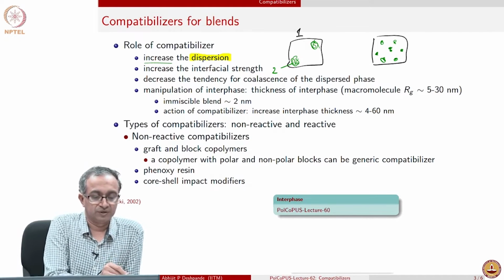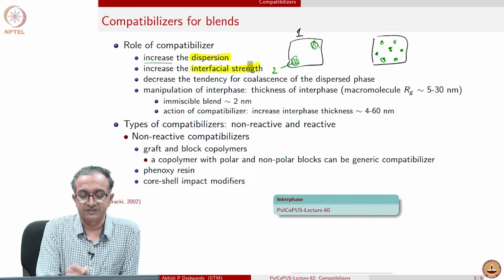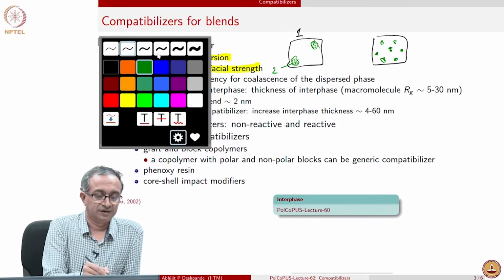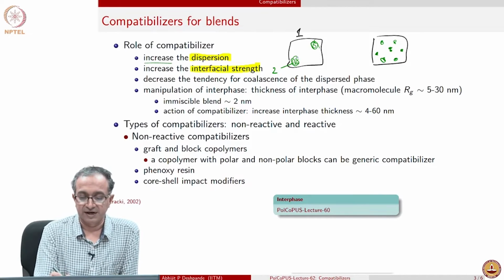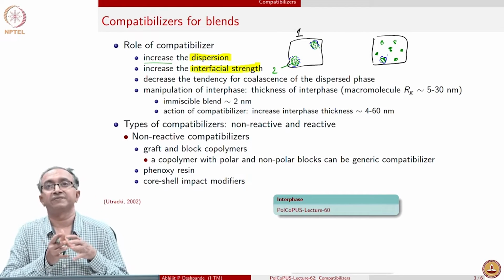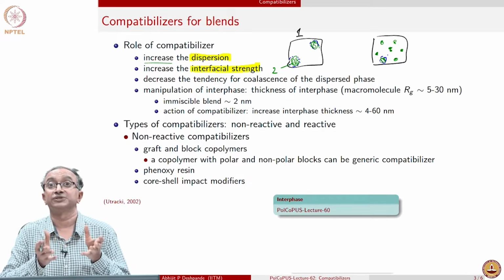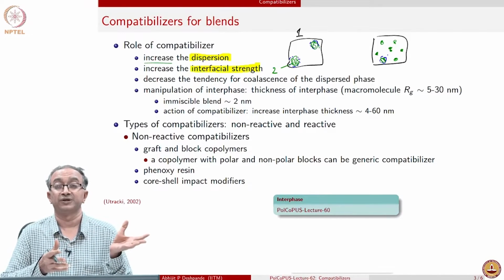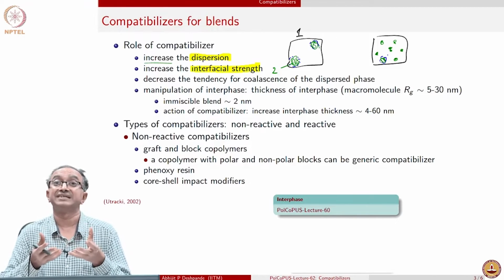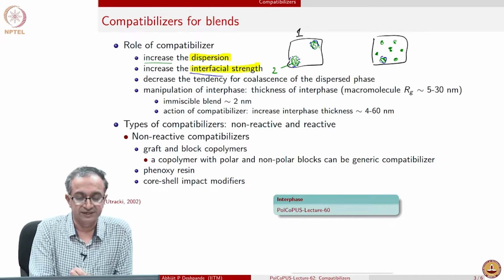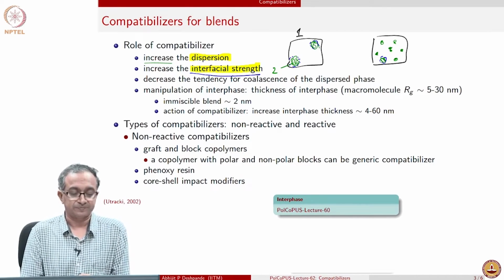We can also increase the interfacial strength, because there is an interface which is involved here, and we would like the interface properties to be not the weakest. Generally, interface is a surface of heterogeneity. On one side is one macromolecule, on the other side is the other macromolecule. So, will it be the weakest link in this overall material system? So, can we increase the interfacial strength?